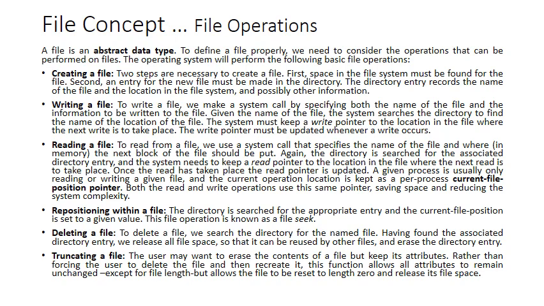Writing a file is the next operation. To write a file, we make a system call by specifying both the name of the file and the information to be written to the file. Given the name of the file, the system searches the directory to find the location of the file, whether that file is already existing or not. The system must keep a write pointer to the location in the file where the next write is to take place. The write pointer must be updated whenever a write occurs.